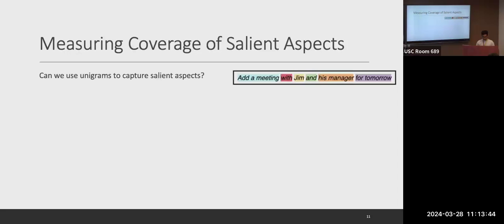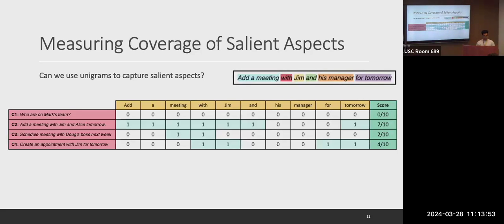So let's try some ideas for how we can get into this. Suppose we wanted to use unigrams to capture these salient aspects. At the top, we have the different unigrams in the test input, and on the right, we have all the candidates. And the numbers here indicate whether there is a unigram overlap.